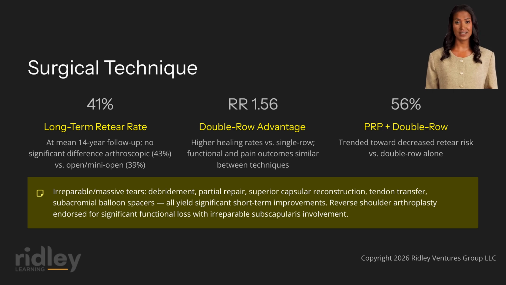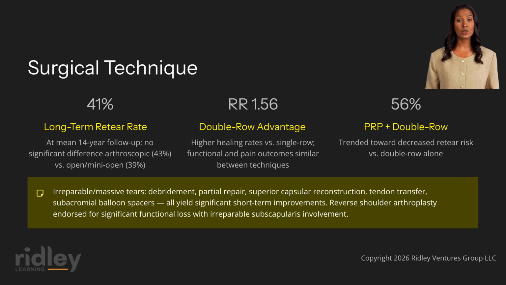Double-row fixation techniques are associated with higher healing rates compared to single-row fixation, with re-tear risk cut by roughly a third to a half when using double-row techniques, although functional and pain outcomes are similar between the two. The addition of platelet-rich plasma to double-row constructs trended toward a 56% decreased risk of re-tear compared to double-row repair alone.